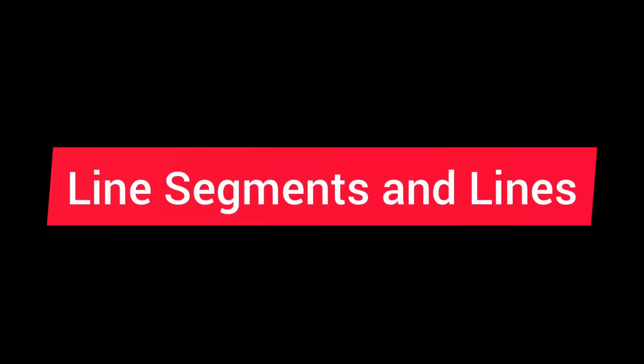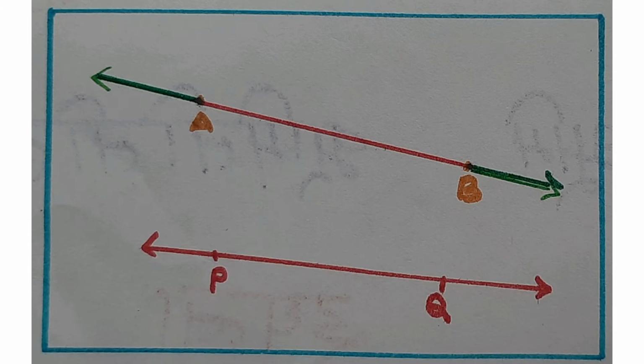Now we will learn line segments and lines. First, take 2 points A and B on a sheet of paper and join them using a ruler. We will get the straight line AB. Can we extend this line further on the side of point B? Yes, we can extend it further on point B and point A.